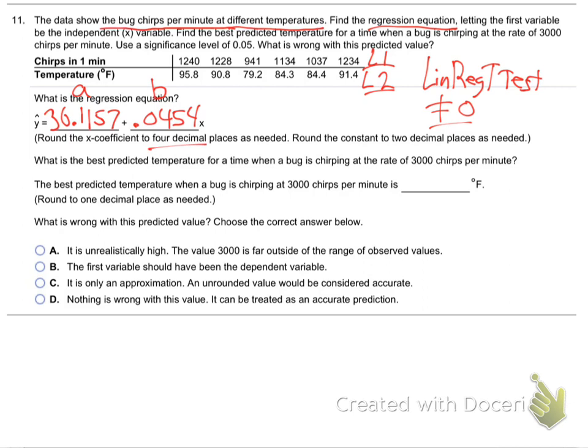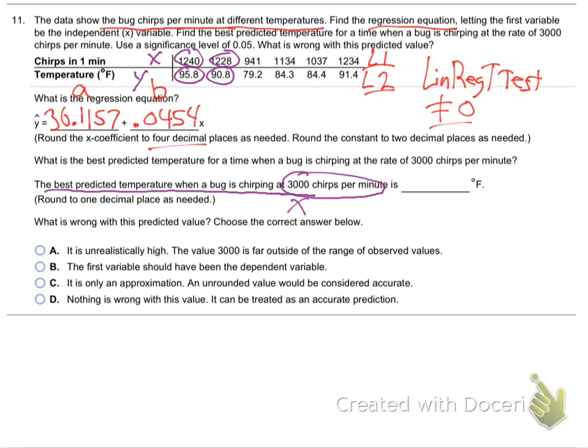And now they next come and say, okay, what is the best predicted temperature when a bug is chirping at 3,000 chirps per minute. That's an X value, right? These are X's, these are Y's. So the different amounts of chirps, X values, lead to different temperatures. How fast the bug is chirping tells us the temperature. These have a linear relationship.